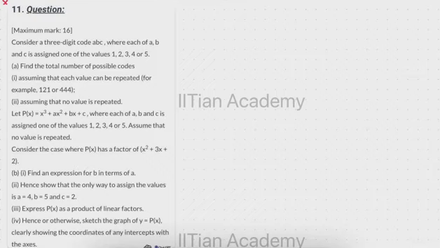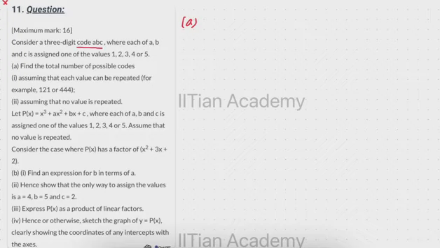Hello friends. So we have a question having two parts, A and B, and then there are some multiple subparts involving various concepts from permutation and combinations as well as cubic equations, drawing a graph and differentiation, etc. So let us try to start with part A.